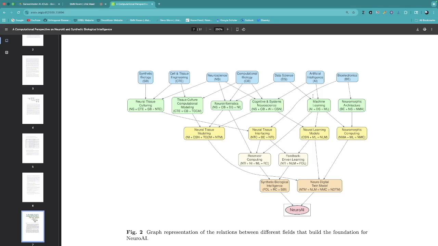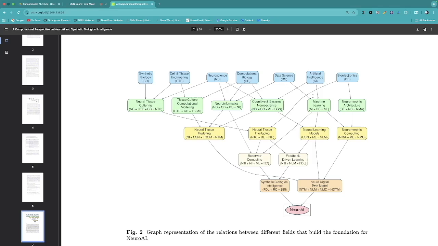But I love this graph. Yeah, so this is figure 2. This is cool, and I'd never thought about representing it this way, but it captures well the complex relationships. Yeah, so this is where we have synthetic biology, cell and tissue engineering, neuroscience, computational biology, and so these are all the fields that go into this enterprise.